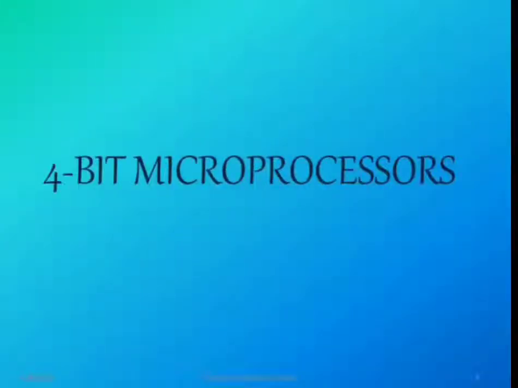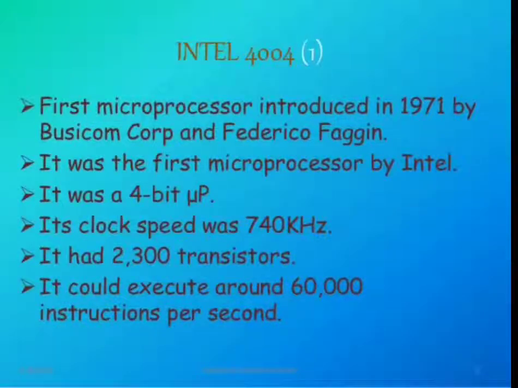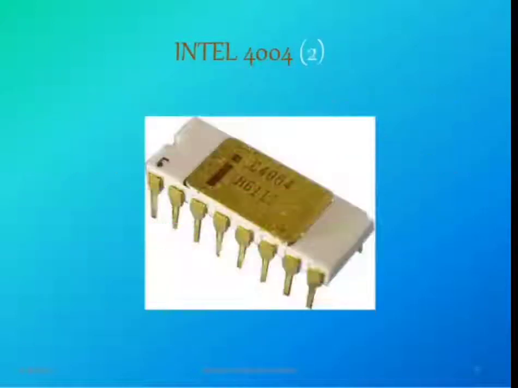History. 4-bit microprocessors. First, Intel 4004. The first microprocessor was introduced in 1971 by Busicom Corp and Federico Faggin. It was the first microprocessor by Intel. It was a 4-bit microprocessor and its clock speed was 740 kHz, and it had 2300 transistors on the chip, but it could execute around 60,000 instructions per second. This is the 4004 processor.